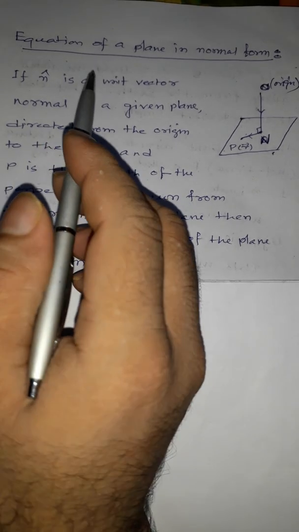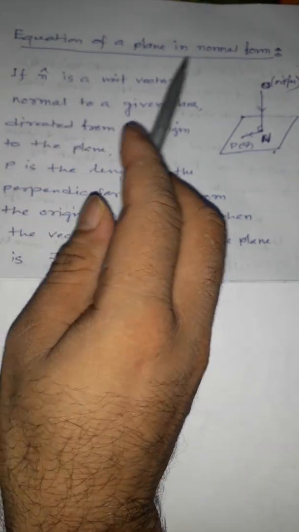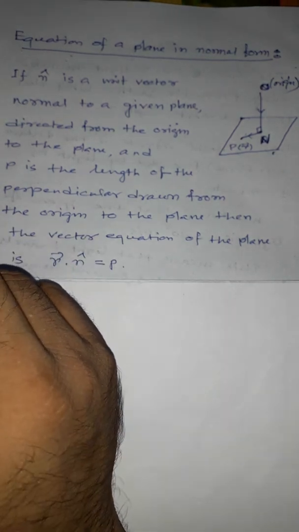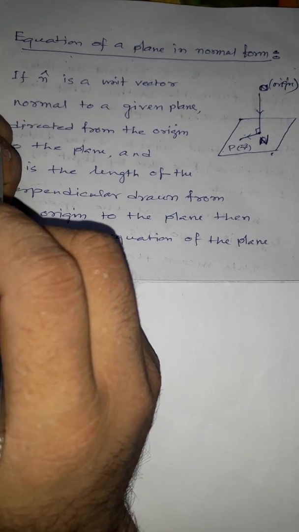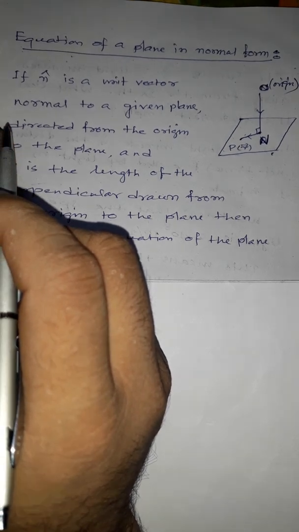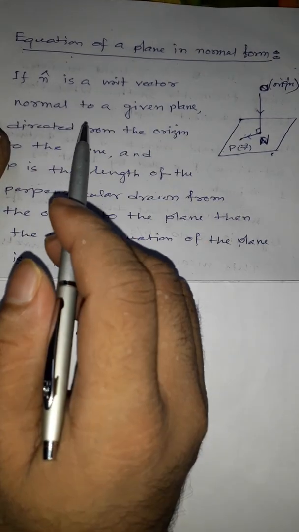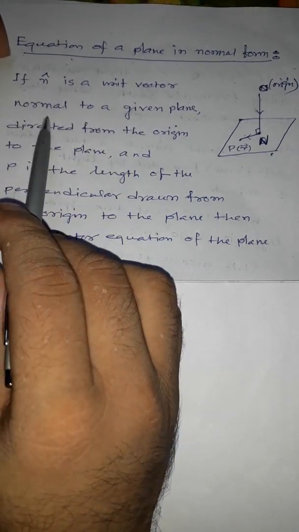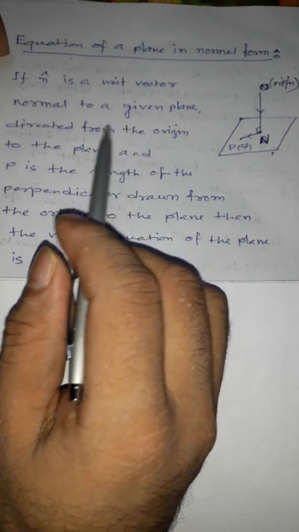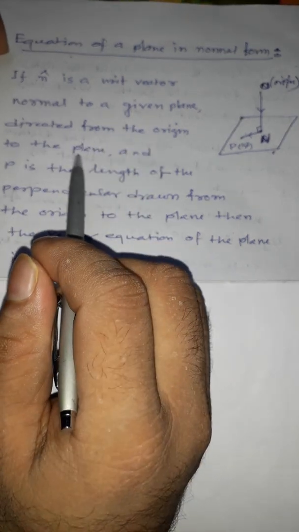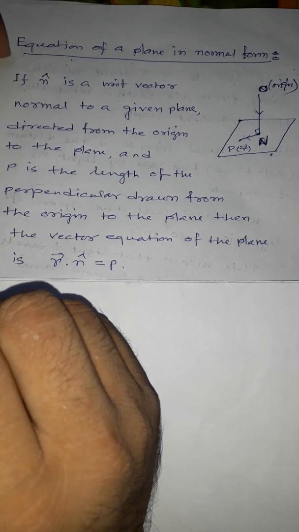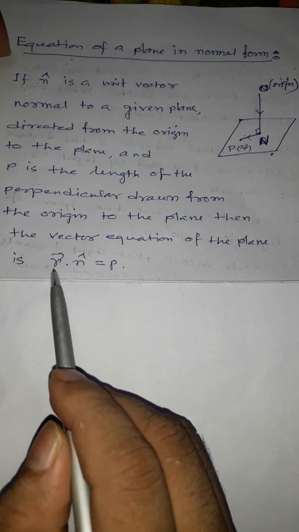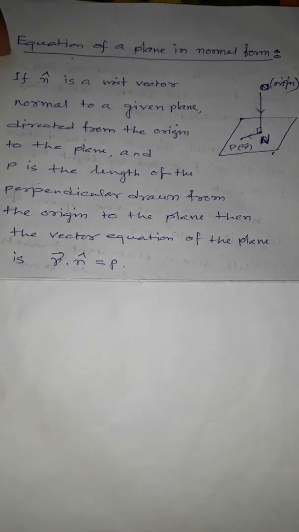Today I am going to give you two equations. One is the equation of a plane in normal form. Another is the equation of a plane passing through a point and perpendicular to a given vector. The first one: if n cap is a unit vector normal to a given plane directed from the origin to the plane, and p is the length of the perpendicular drawn from the origin to the plane, then the vector equation of the plane is r dot n cap equal to p.